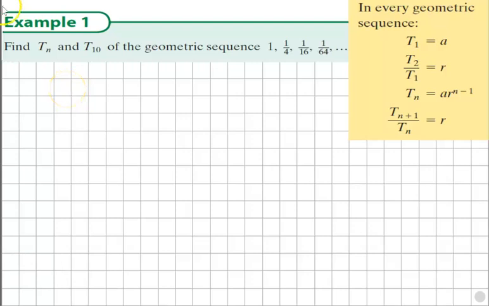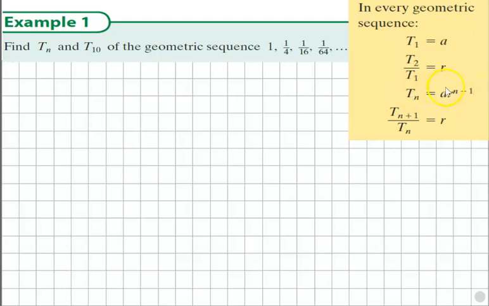Geometric sequences. Example 1. Find Tn and T10 of the geometric sequence 1, a quarter, 1 over 16, 1 over 64, ... So this little yellow box here in the top right hand corner just gives us some statements about geometric sequences. The third one is the little formula that we use. It's in the formula book. You do not need to learn it off.